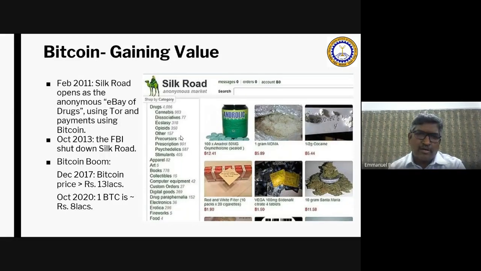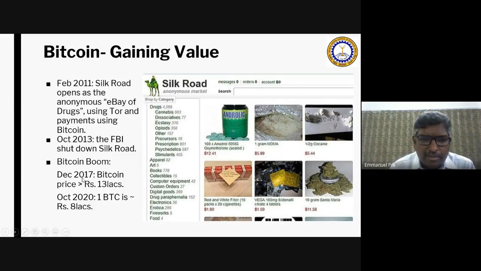So you could buy drugs, things which give you a high. You can't go and purchase these directly. Maybe pornography and pirated software could also be purchased. All these things were sold on what is called the Silk Route. For 2 years they flourished, but the FBI found out and traced it, and then they closed the Silk Route.